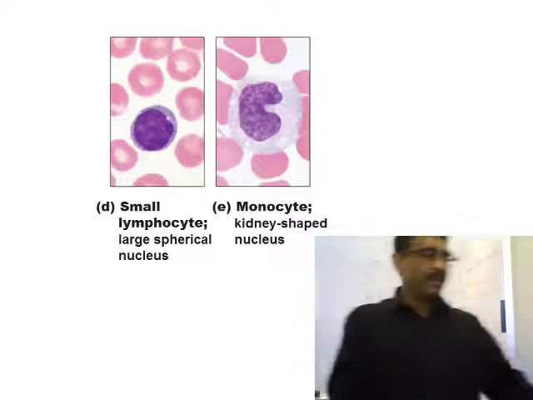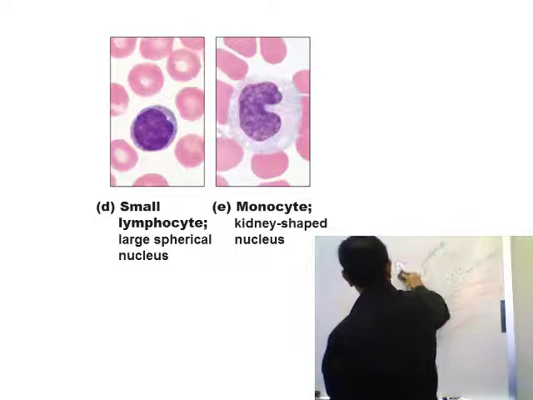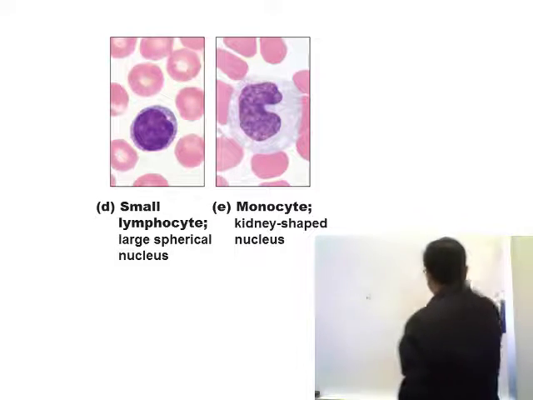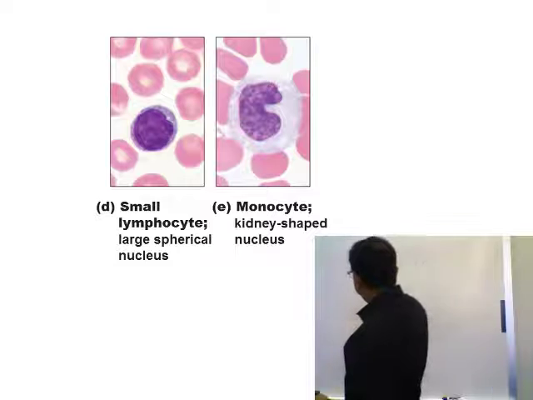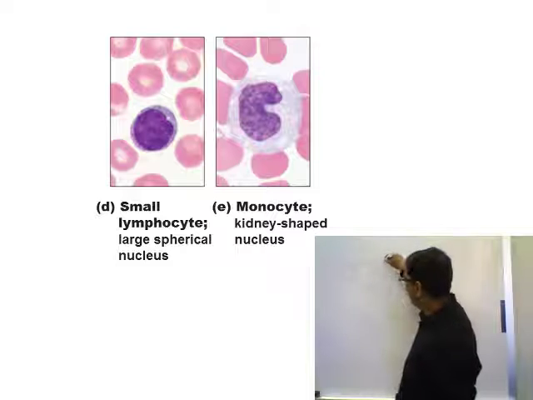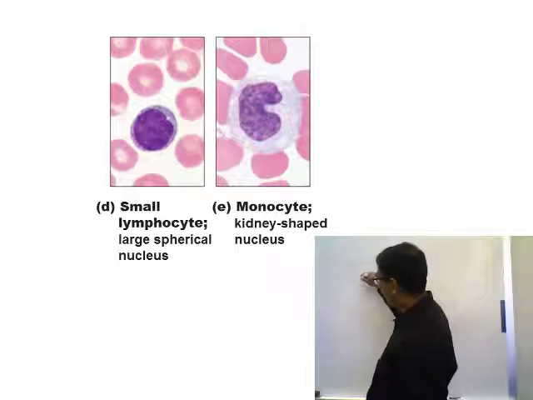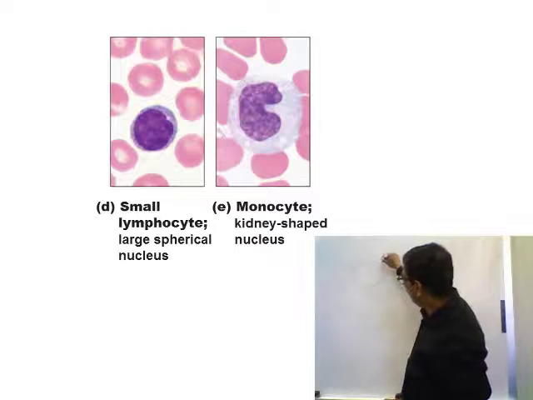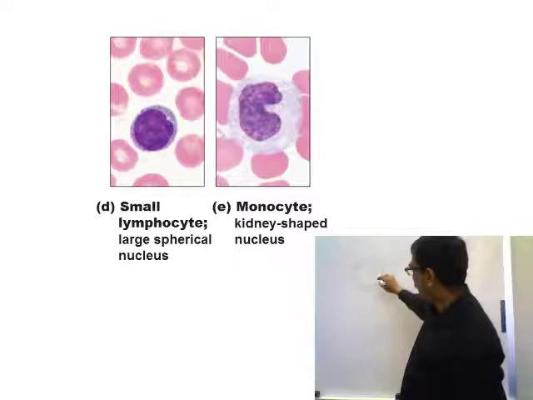Agranulocytes, lymphocytes and monocytes. If you see a lymphocyte and a monocyte, very easy to identify. Lymphocytes have large round nucleus. So this is the nucleus of a lymphocyte, and the nucleus is large, round, occupies almost whole cell. Only a thin rim of cytoplasm is here around. Thin rim of cytoplasm. So this is lymphocyte.